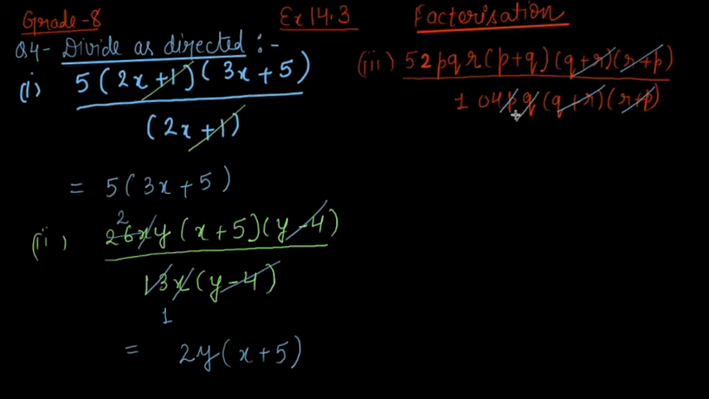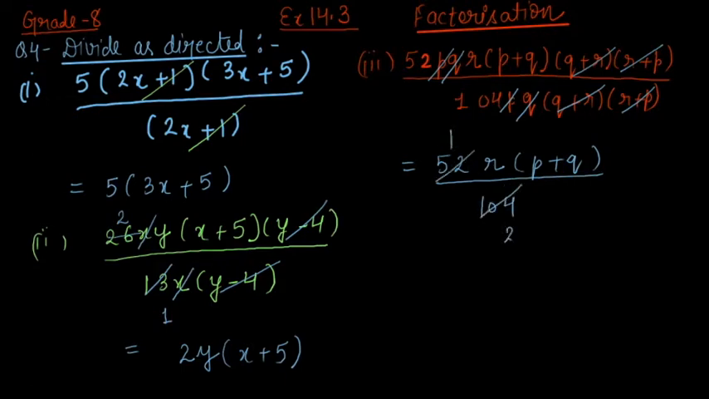This P and Q can be cancelled with P and Q. Let's write it so that it is convenient. 52 R P plus Q upon 104. Now we know 52 ones are 52 and 52 twos gives me 104. So my answer will be 1 by 2 R P plus Q. 52 upon 104, if you don't know, you can simplify it maybe by dividing with 2 and so on.